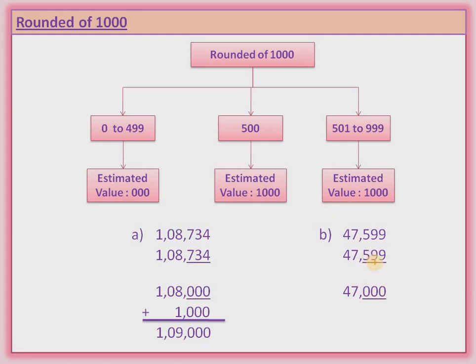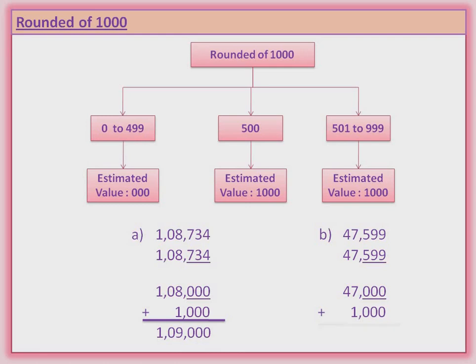After that we will check this number 599. Which category should it fall into? Category number 2. Okay, tell me the estimated value of 599. The estimated value is 1000. So we will add 1000. Understood? Clear?